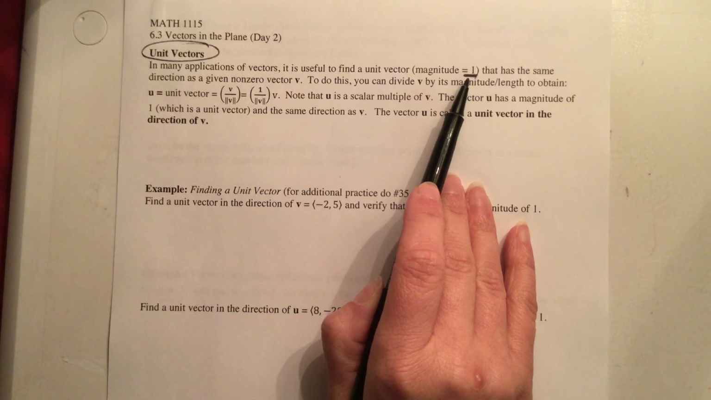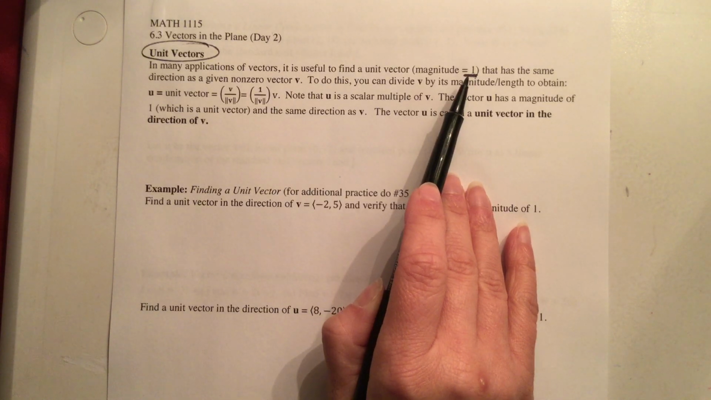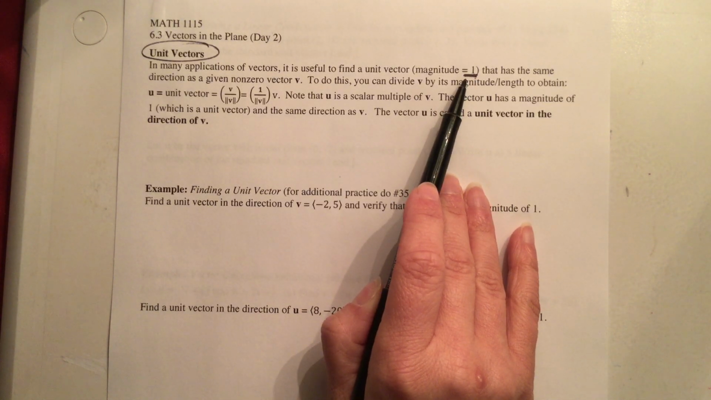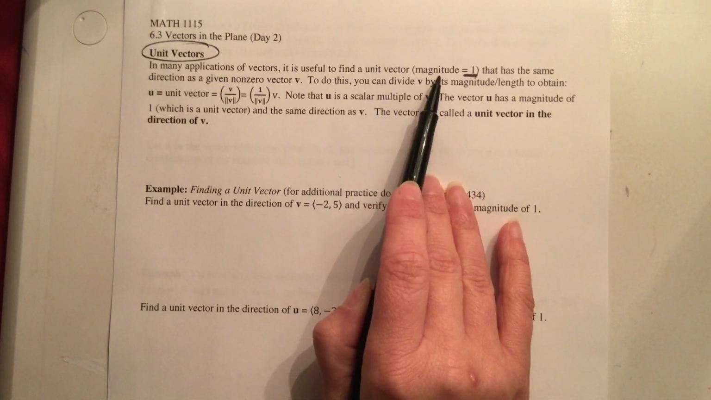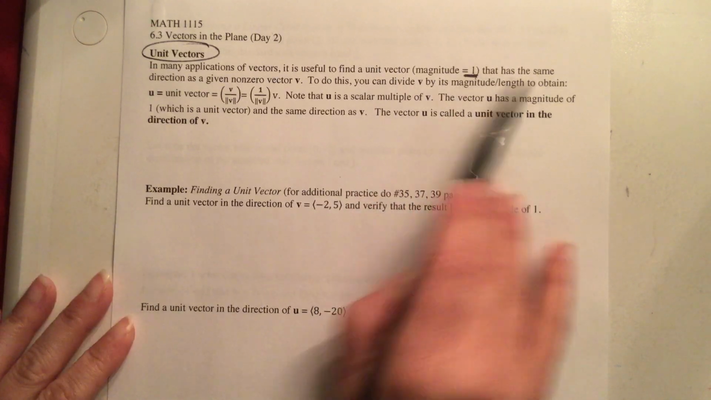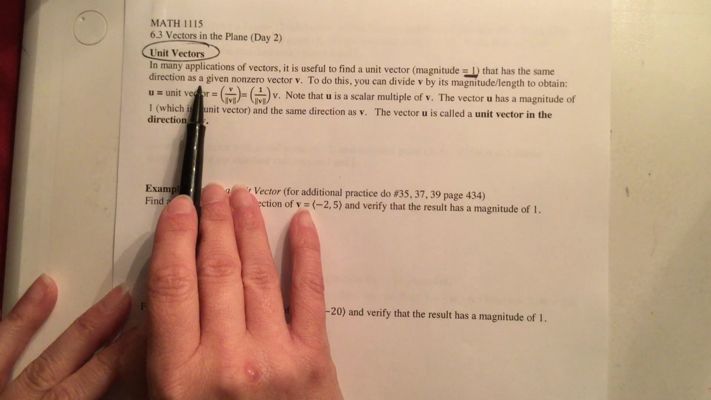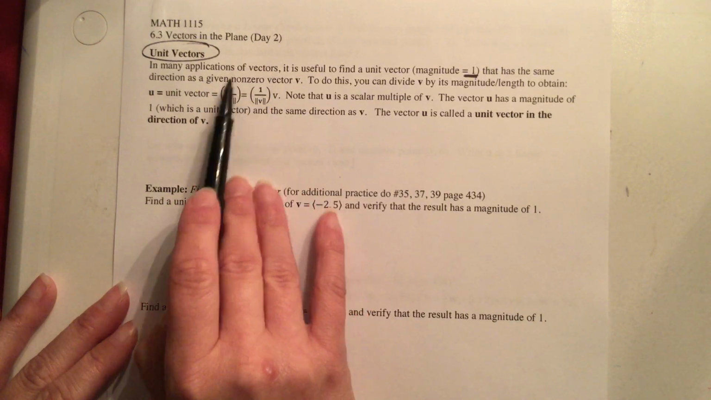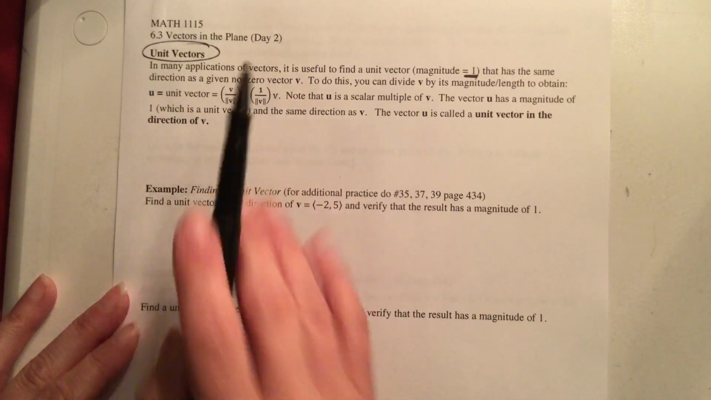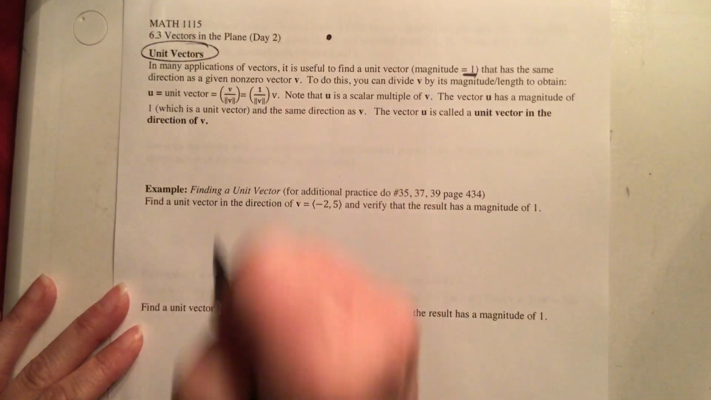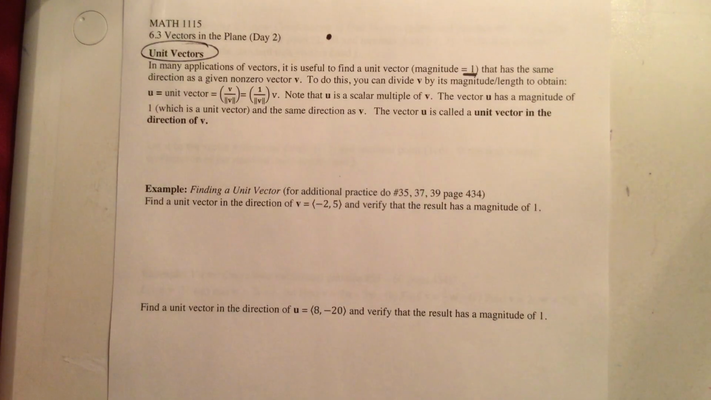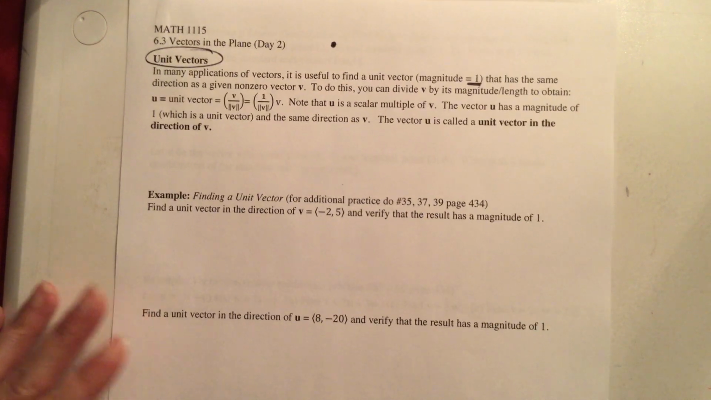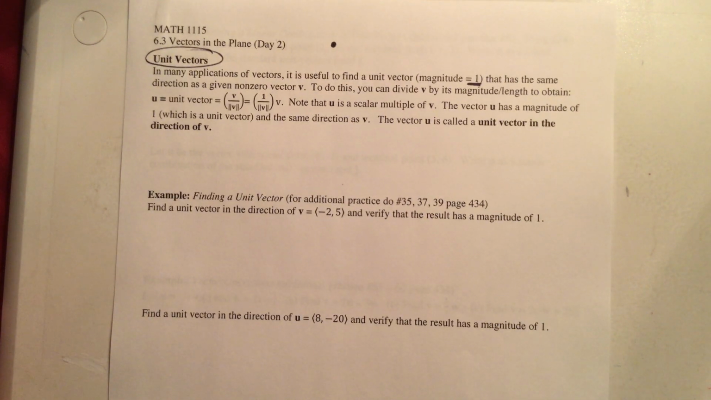So again, very similar to when we talked about the unit circle. The unit circle always keeps the radius 1. A unit vector always keeps the magnitude 1. It has the same direction as a given non-zero vector. The reason it has to be a non-zero vector is that a zero vector means your initial point and your terminal point are at the same spot. So there really isn't direction, so to speak. We have no idea where it's going.